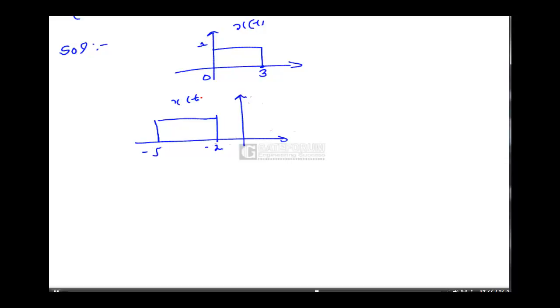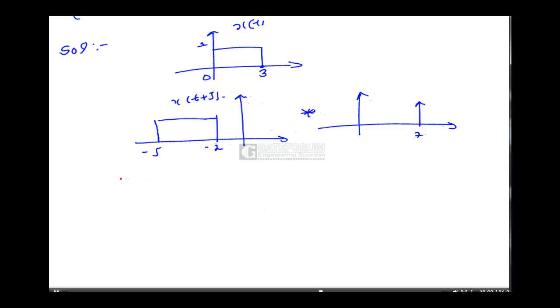Okay, this is x of t plus 5, and delta of t minus 7, somewhere like this. At the 7th point I am having the delta. So when I convolve this point, I need to understand where the overall convolution ranges will lie.